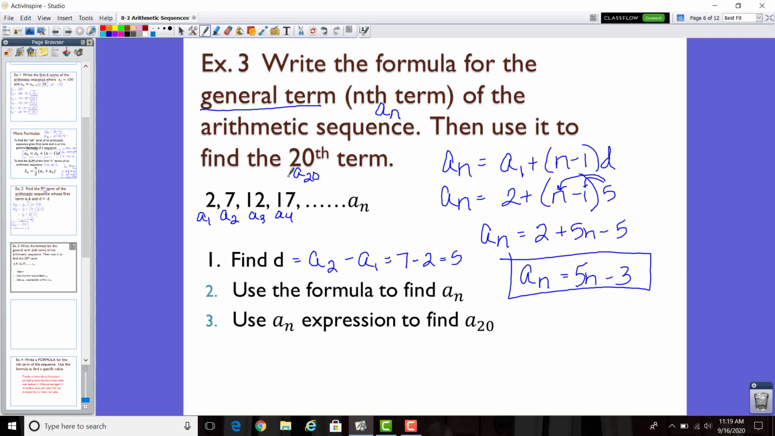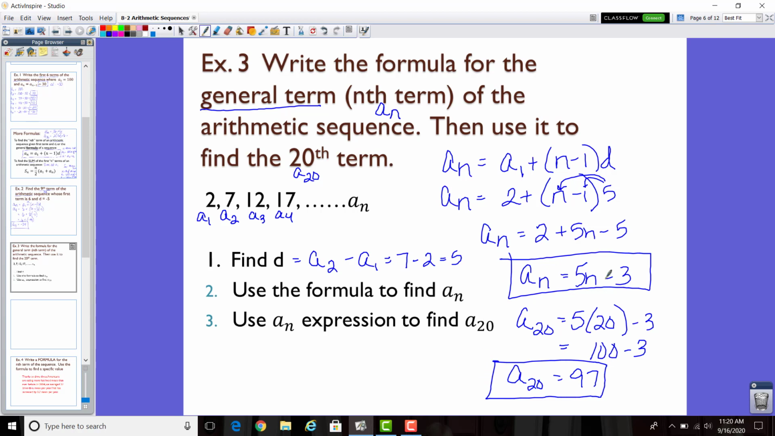What if I wanted to use it for the 100th term? Well, then I would find a sub 100 and plug in 100 for n. In this example, they want me to use it to find the 20th term. So a sub 20, n is now 20, is 5 times 20 minus 3, means I have 100 minus 3. So the 20th term in this arithmetic sequence has a value of 97. Again, I could use this for any term in this sequence. I could use it for the 100th, the 127th, 827th, whatever you wanted it to be.